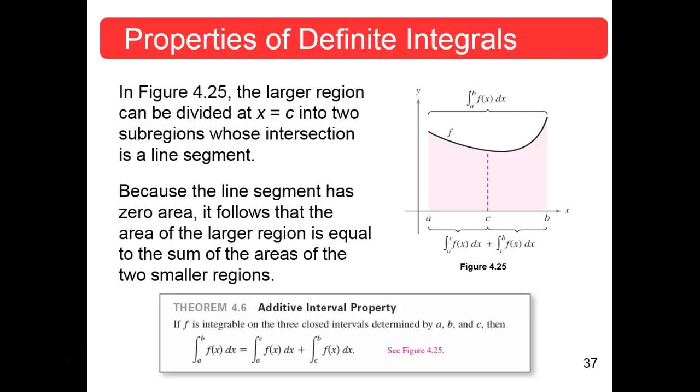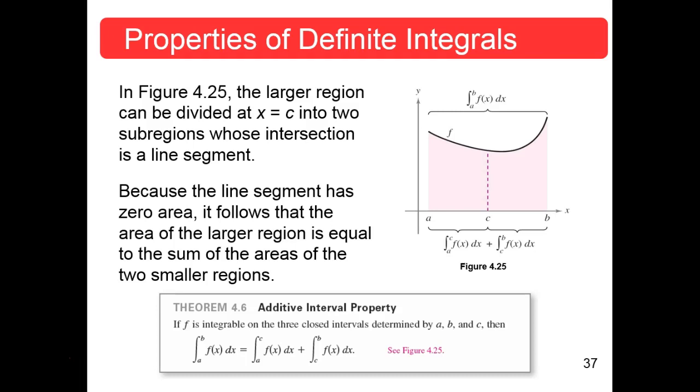The next thing we're going to do is this one. In this figure, the larger region from A to B can be separated into this piece plus that piece. It can be divided at x equals c, as long as c is somewhere between A and B, into two subregions whose intersection is a single line segment. That's the intersection of those two. A single line segment.